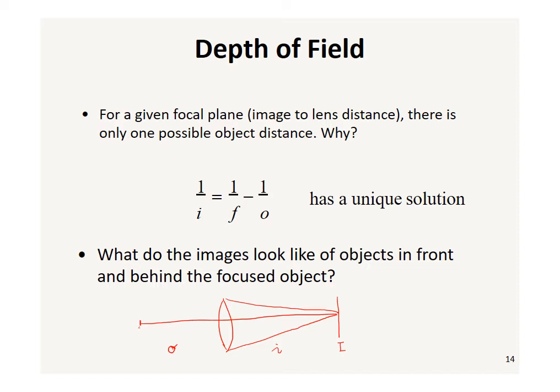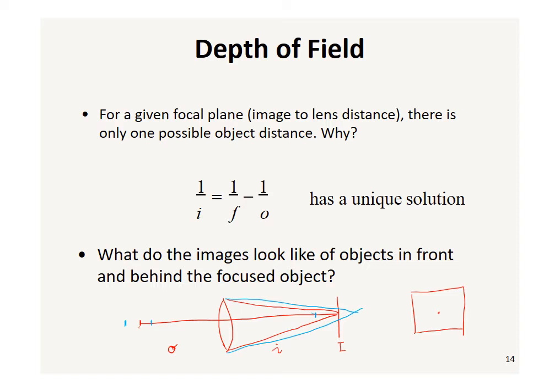If we change the distance of our object, say we move it a little bit closer to the lens, then we know that those rays will converge slightly behind our image plane. And of course, if we move the object further away from the lens, then the rays will converge closer to the lens here.